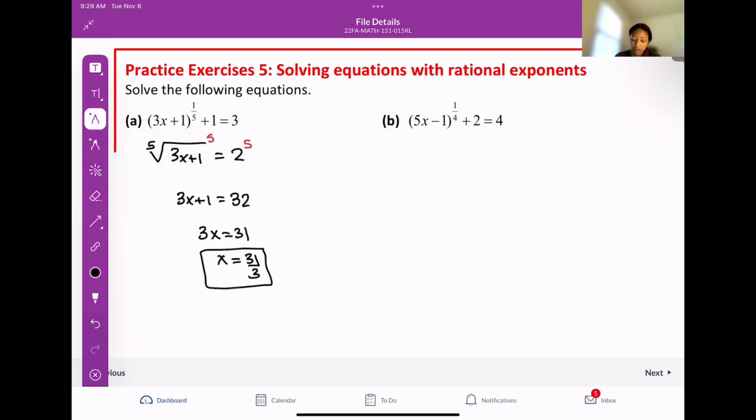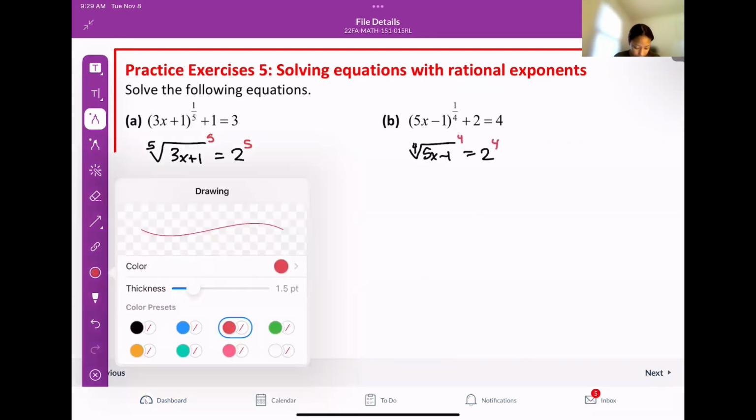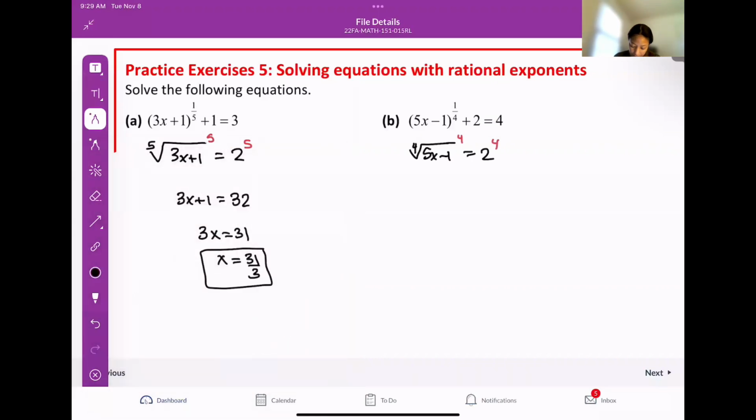For part B, 5x minus 1 to the 1/4 power. To get rid of the 1/4 power, you're going to raise both sides to the 4th power. Remember, that's the same as the 4th root. So this would be the 4th root of 5x minus 1 equals 4 minus 2, which is 2. Raising both sides to the 4th power gives us 5x minus 1 equals 16. And then add 1, 5x is equal to 17, divide by 5. x is equal to 17 over 5.